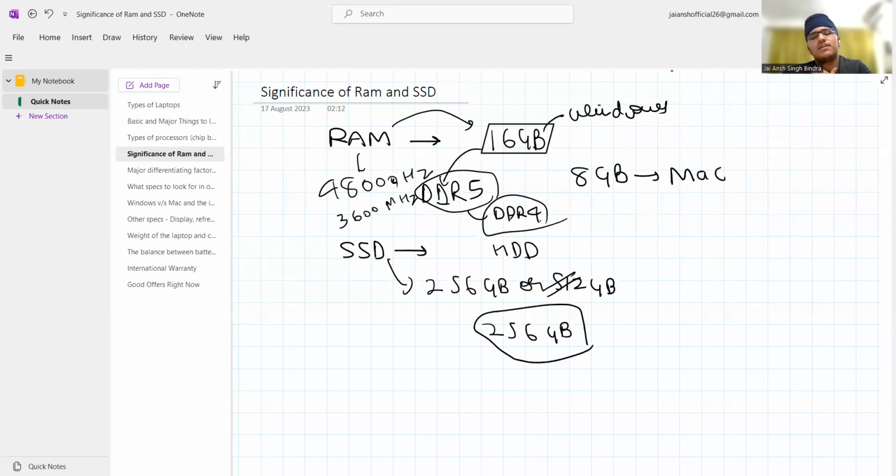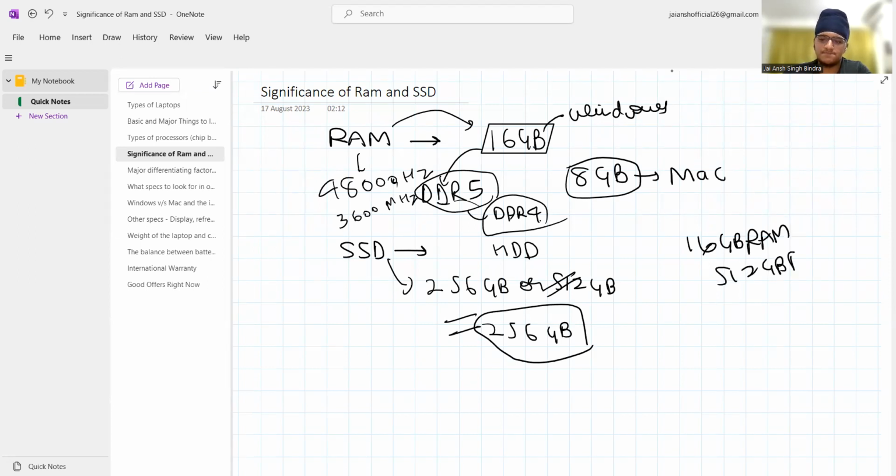The Mac has totally different applications and everything, so they consume a little less space and it's much more efficient. So you can go for a 256 GB and be confident with a Mac with 256 GB storage and an 8 GB RAM, but the preferable combination for a Windows laptop is around 16 GB RAM and 512 GB SSD.